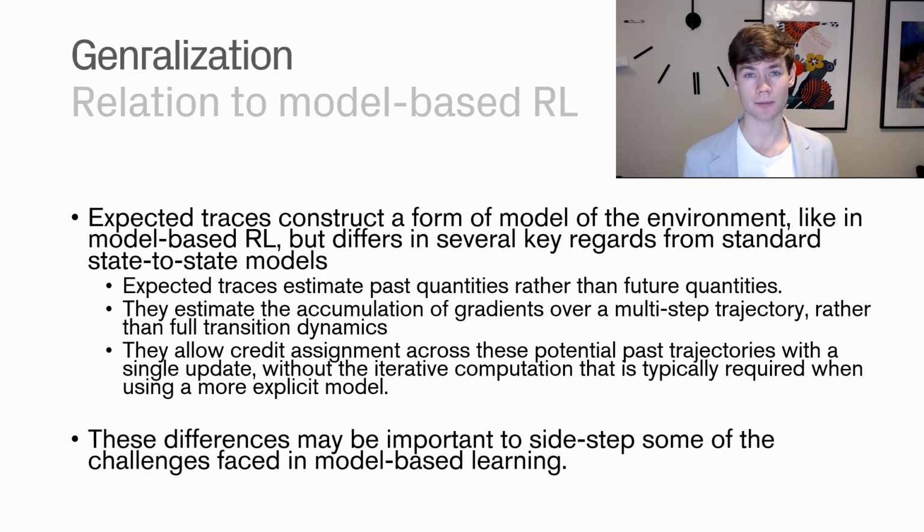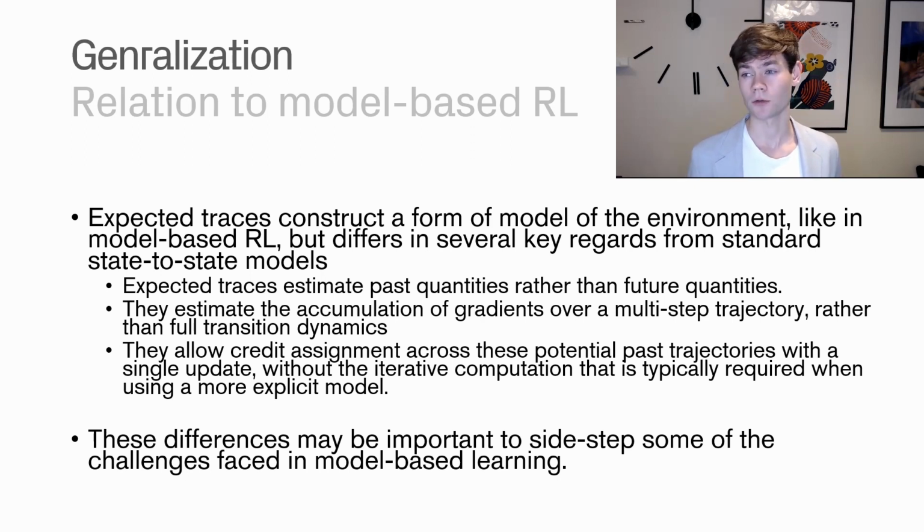So in some sense, we're getting a model of the environment. It's important to point out, though, that this sort of model differs in several key regards from the standard state-of-the-art models that are normally used in model-based reinforcement learning. So they point out basically 3 distinctions between these. And the first one is that the expected traces that we're now constructing estimate past quantities rather than future quantities.